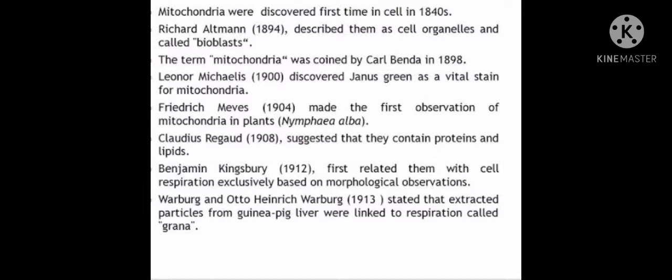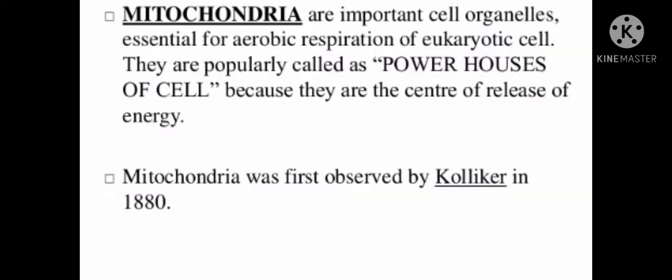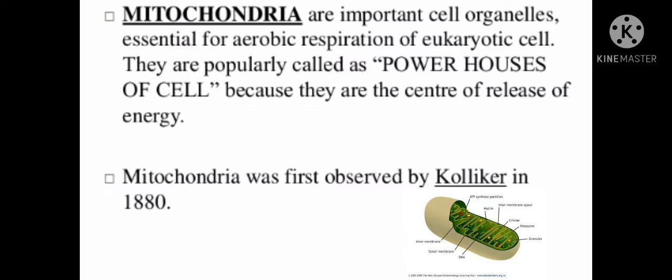Let's see the structure of mitochondria. Now see in detail the structure of mitochondria. Mitochondria are important cell organelles, essential for aerobic respiration of the eukaryotic type of cell, and they are popularly called the powerhouse of the cell. Why is it called the powerhouse of the cell? Because they generate energy in the form of ATP, adenosine triphosphate, as they are the center of release of energy. And mitochondria were first observed by Kolliker in 1880.